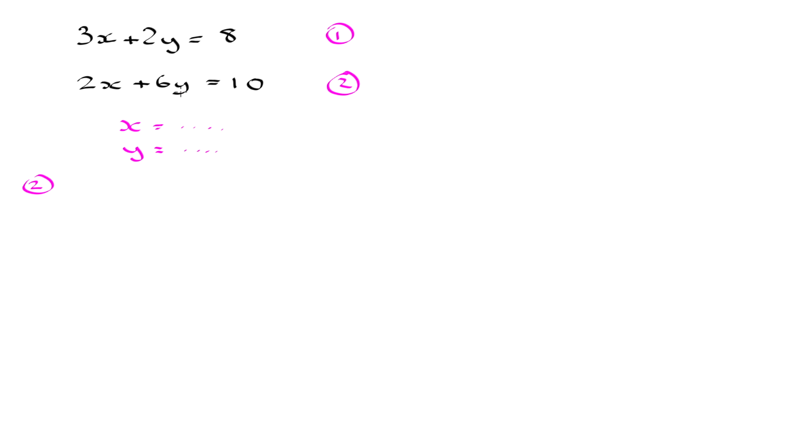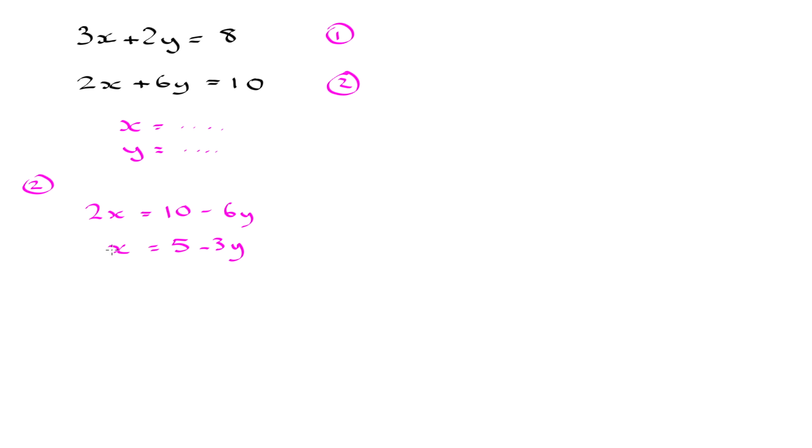So we're going to minus 6y from both sides. So we're going to be left with 2x equals 10 minus 6y. And to get rid of this times 2 we have here, we're going to divide both sides by 2. So we're left with x equals 5 minus 3y.